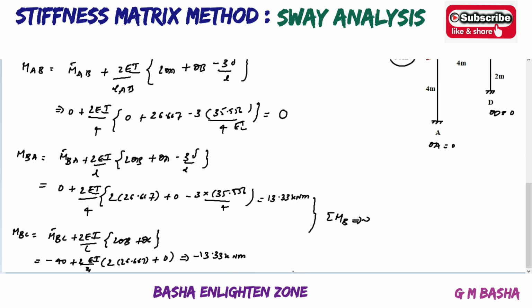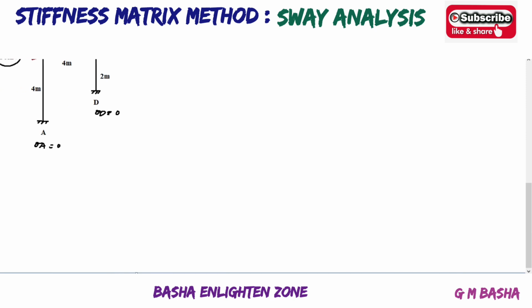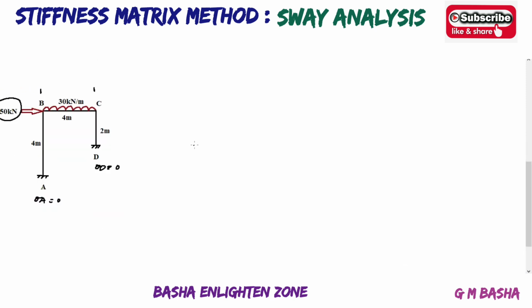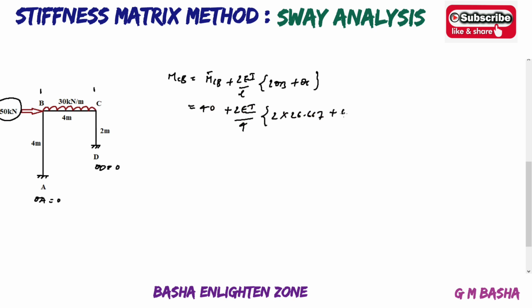In the same sense, you can find three more fixed moments, that is MCB. So MCB is also M bar CB plus 2EI by L into 2 theta B plus theta C. Don't take delta. So substitute the value, that is 40 plus 2EI by 4 into 2 into 26.667 plus theta C, which will be 0. So take down the value, it will be around 53.33 kilonewton meter.